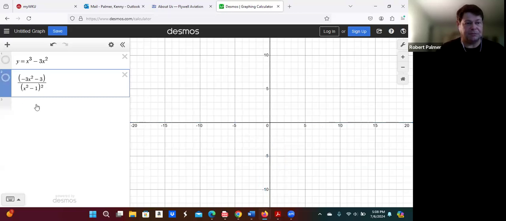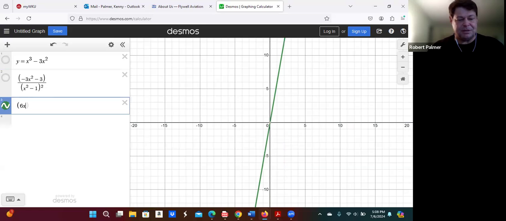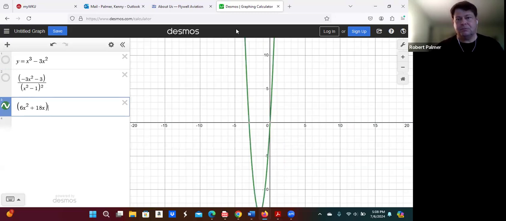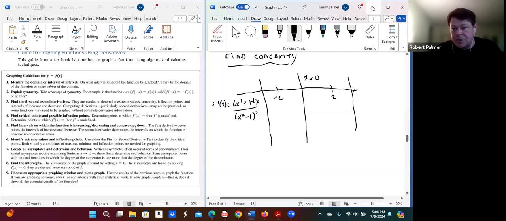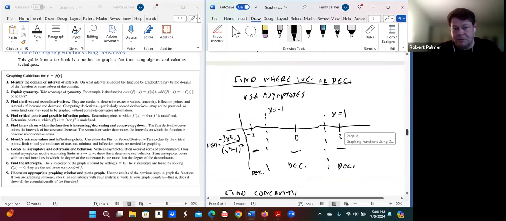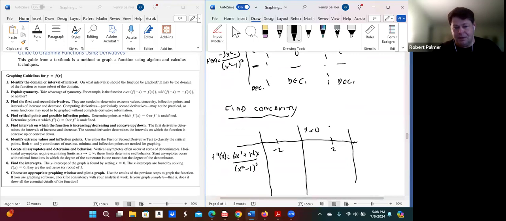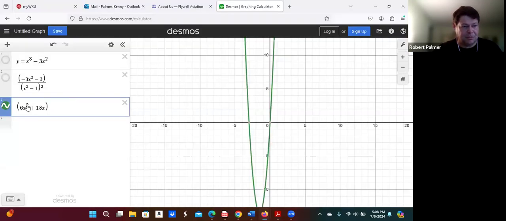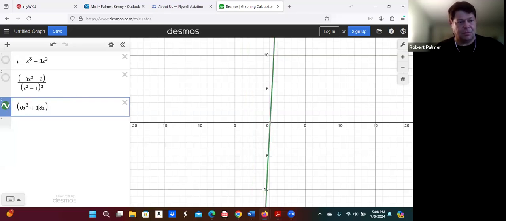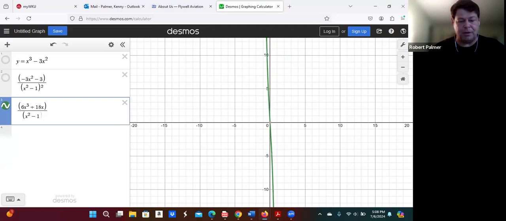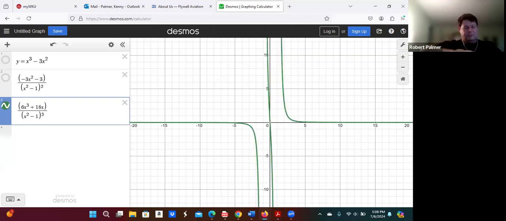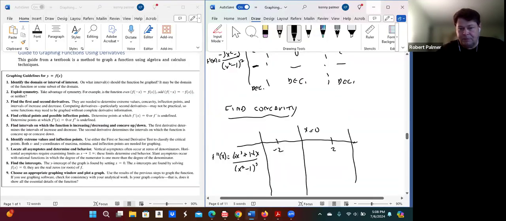Same way, put parentheses, 6x cubed plus 18x, and then this is divided by x squared minus 1 to the third. Okay, so that's correct.